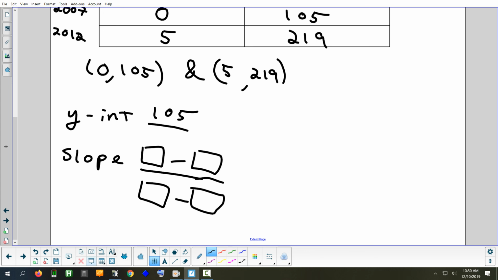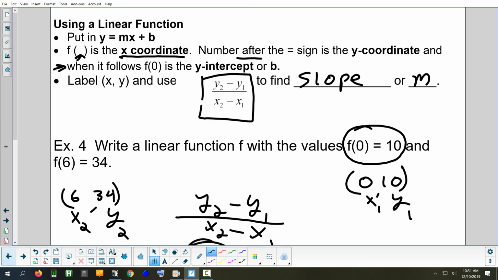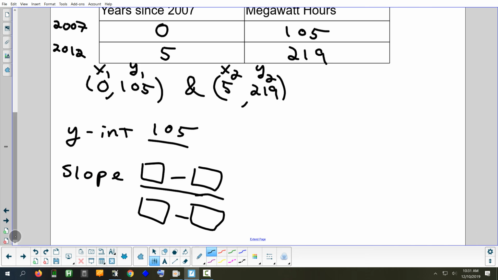And now, to help me, what should I do to find my slope? This step is just to kind of help us organize what's what. Okay, the first one is x1. What about the 105? Y1. Yep, you can make that y1. What about the 5? X2. And what about the 219? Y2. Now, just in case we forgot, y2 minus y1 over x2 minus x1.